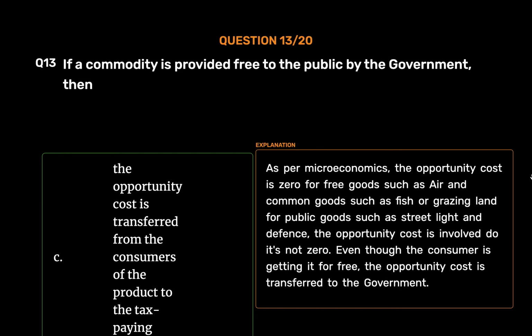As per microeconomics, the opportunity cost is zero for free goods such as air and common goods such as fish or grazing land. For public goods such as street light and defense, the opportunity cost is involved though it's not zero. Even though the consumer is getting it for free, the opportunity cost is transferred to the government.